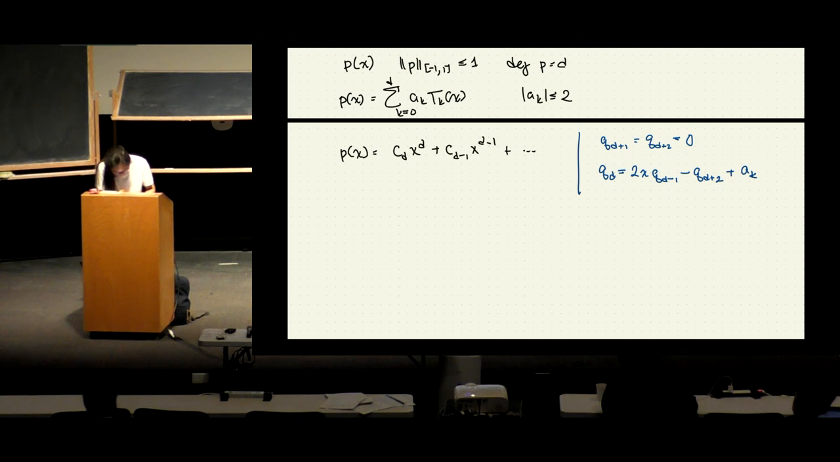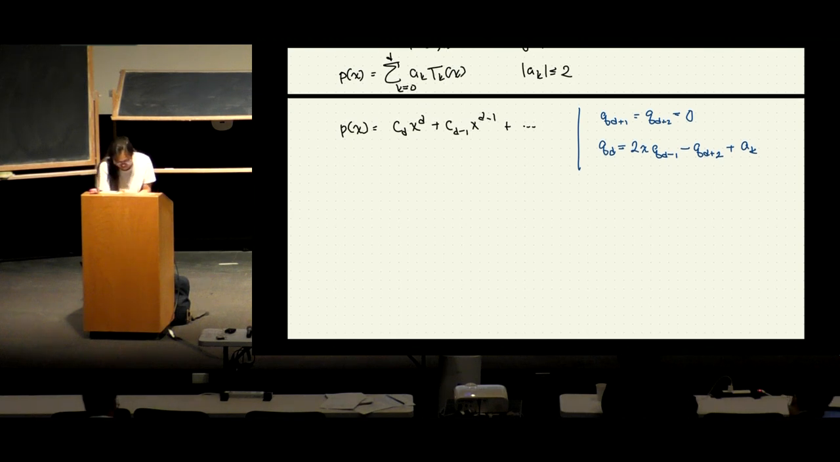Plus AK. So the idea is that I start off with zeros and then I run this recurrence relation. Maybe I should do it for K here. And what this will do is, I start from QD plus one, and then I construct QD, and then QD minus one, all the way down to Q zero. And then what you can show is that P of X is equal to 1/2 Q zero minus Q two.